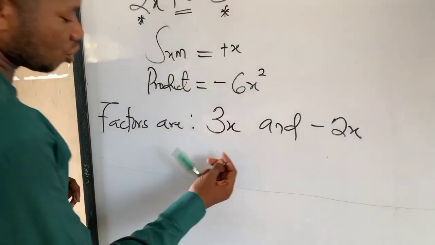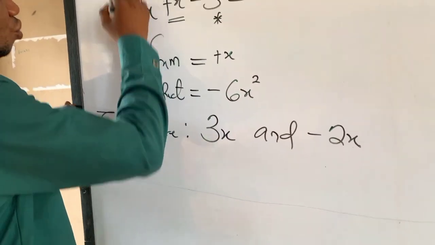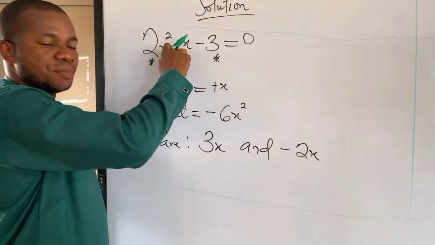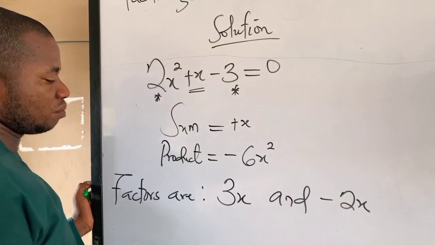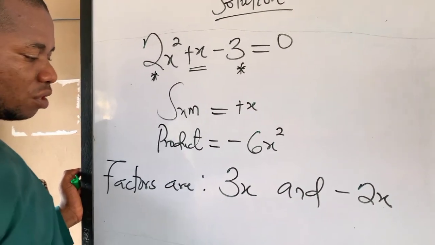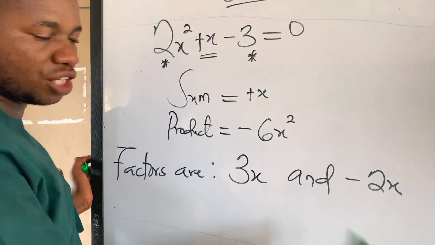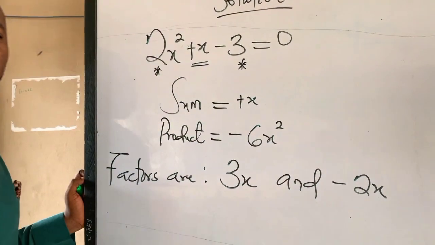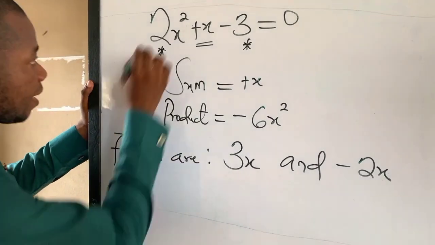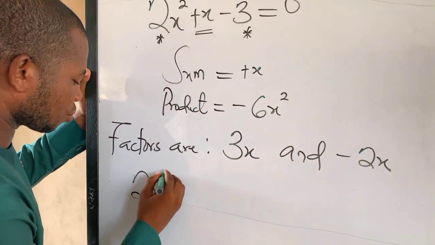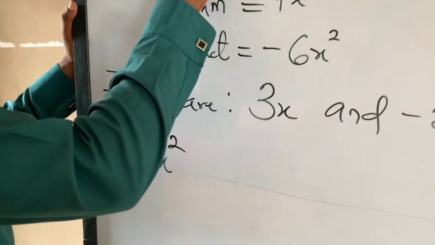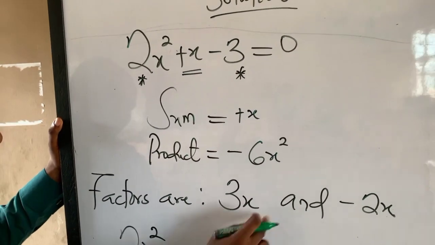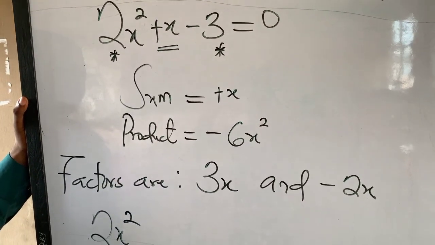You now go back. Once you have gotten your factors, you go back to your initial equation and substitute them in place of your middle number. You know your middle number is your sum. Even these factors we got are still your sum, because 3x plus minus 2x will give you x. So you now remove this x and substitute it in place of this. Okay? Very simple. Now I have 2x squared. Instead of me saying plus x, my plus x is already as good as these factors, which are 3x and negative 2x.